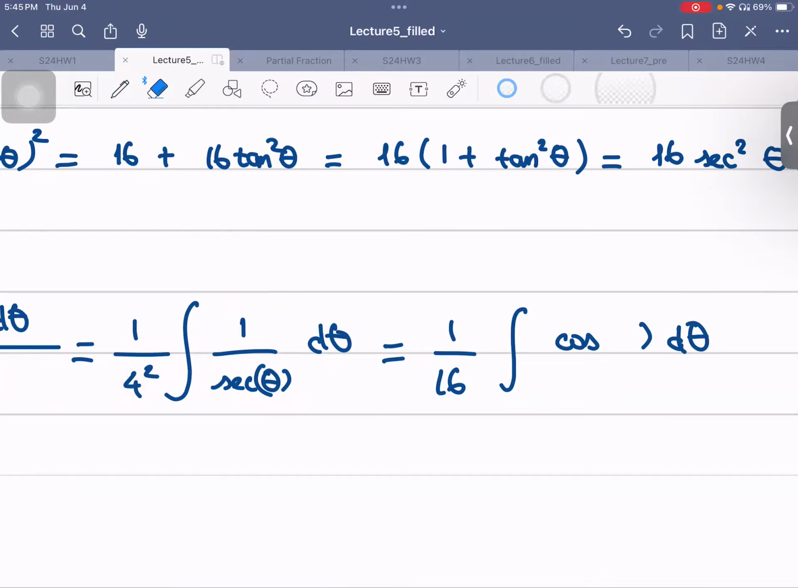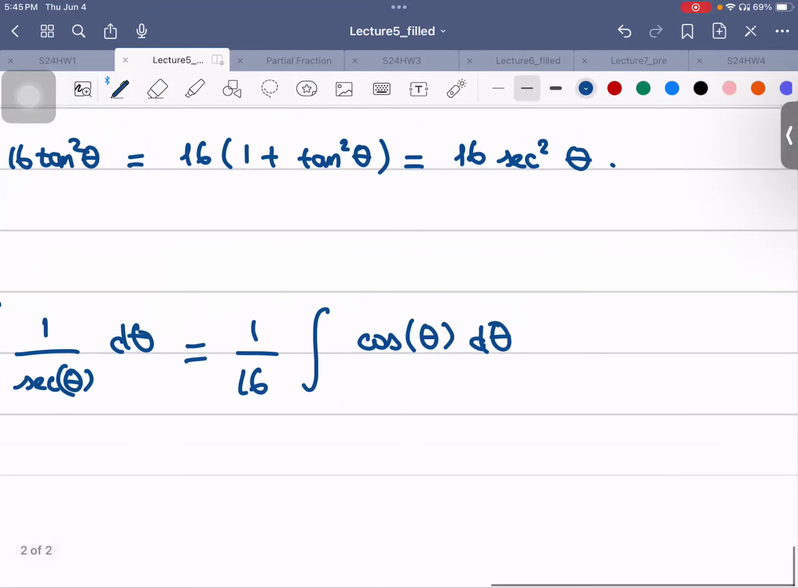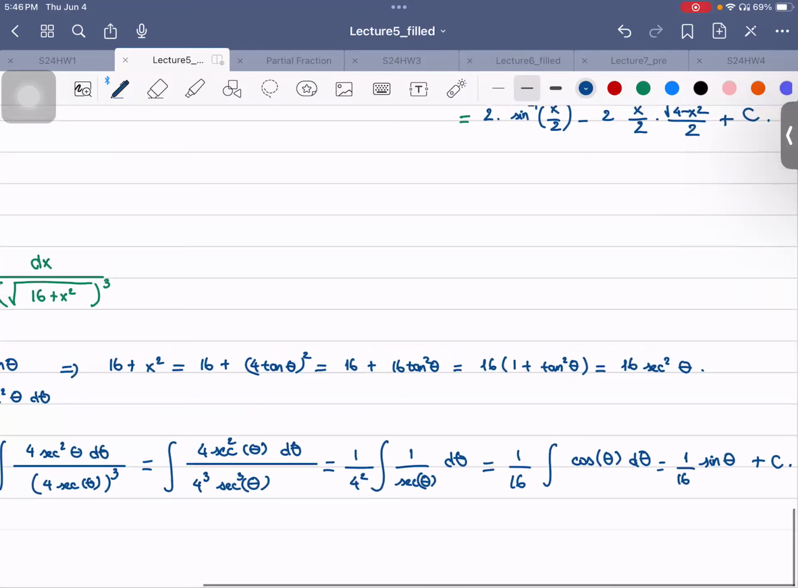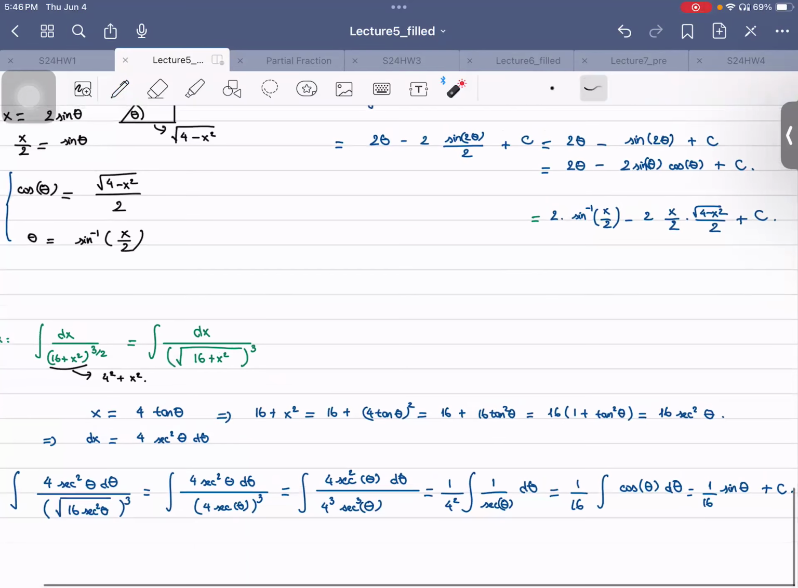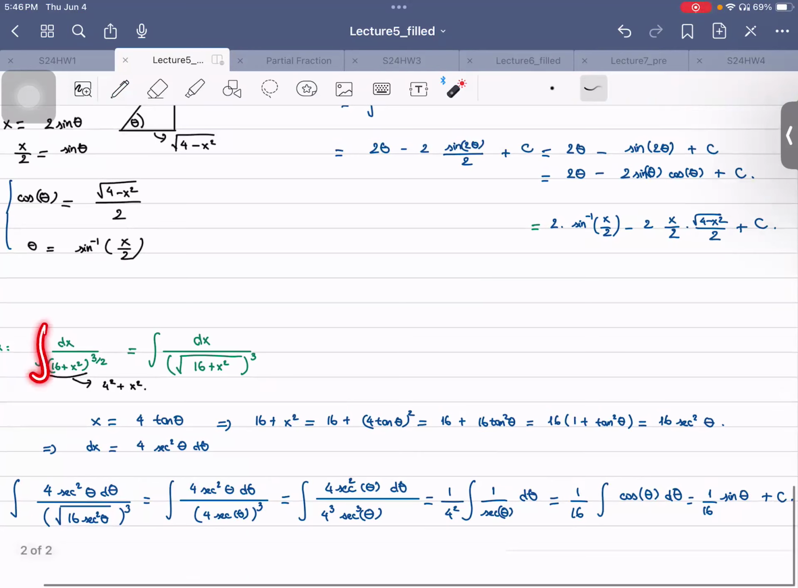The integral of cosine is sine of theta. So you have 1 over 16 sine of theta plus C. Okay, so we finished with the integration. The last thing you need to do is translate the function in terms of theta back to a function in terms of x, because initially your integral is an integral in terms of x.